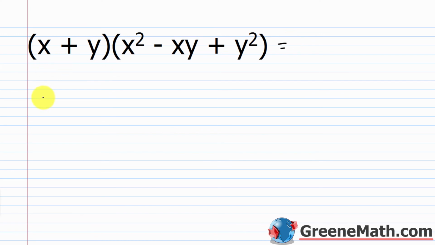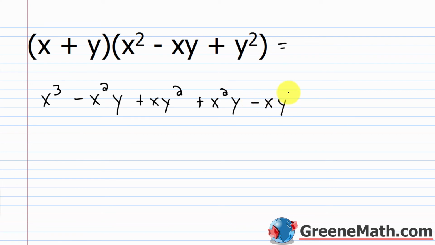So x times x squared is x cubed. X times minus xy is minus x squared y. X times y squared is plus xy squared. Y times x squared is plus x squared y. Y times negative xy is minus xy squared. Y times y squared is plus y cubed. So everything's going to cancel except for the x cubed and the y cubed.